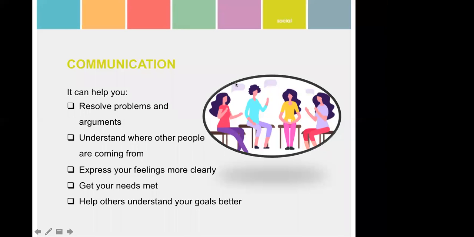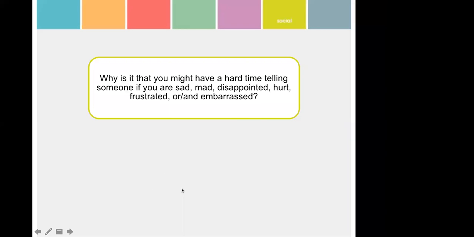All right, so I think this is another chat icon. Yes, why is it that you might have a hard time telling someone if you are sad, or if you're feeling mad, disappointed, hurt, frustrated, or embarrassed? Because these are some tough things to talk about, but why is it so hard? Why do you hesitate when you feel this way to tell that person how you feel?